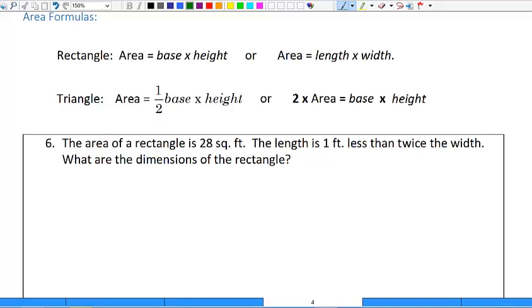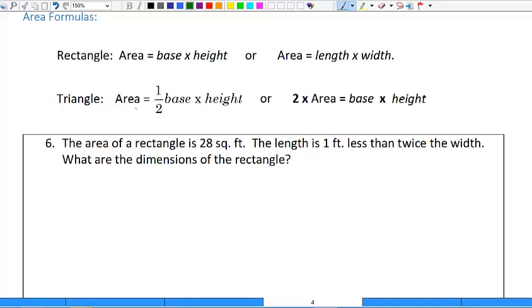The next couple of problems are going to need some formulas. So you need to know what the area formulas for a rectangle and a triangle are. On the rectangle we have area equals base times height, or length times width. Depending on the verbiage that they use, it's basically the same thing. And then the triangle is the area equals 1/2 base times height.